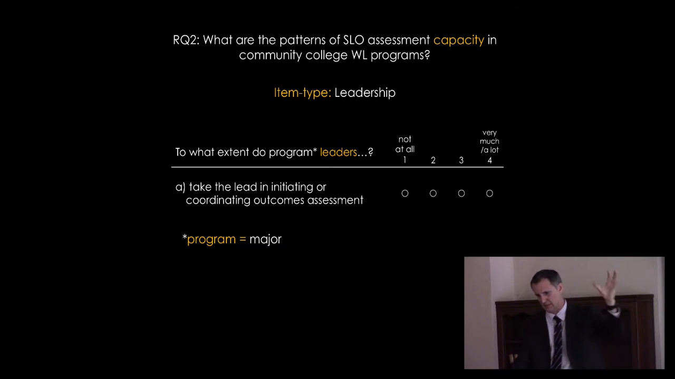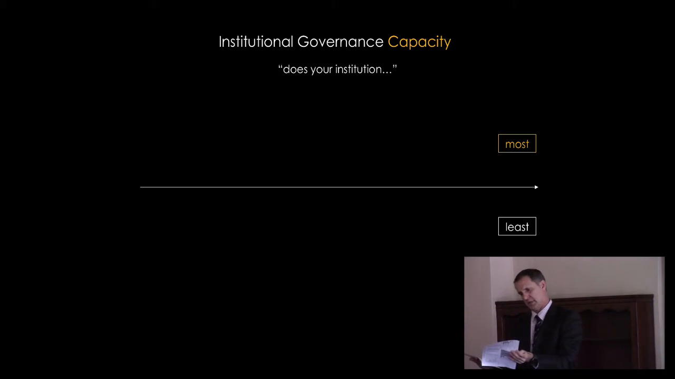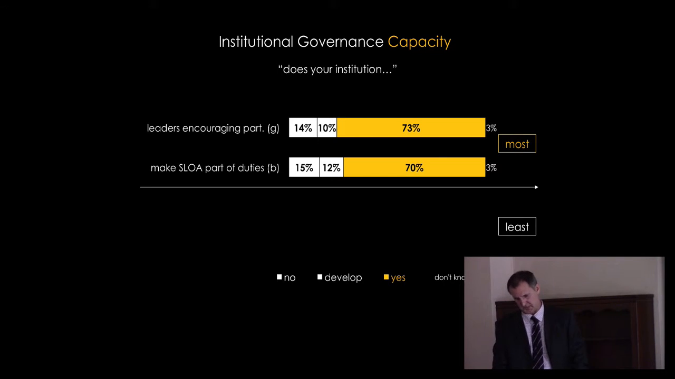So again, remember, yellow, yeah, we've got a lot of it. White, no, we don't have much. And I apologize, some of these are slightly out of order, but if you flip through, you'll find all of the items. If you're interested in what I asked about, you'll find them all on the handout. So I asked about institutional governance capacity. This is, how much does your program oversee assessment with rules, regulations, how does leadership behave at the institutional level?